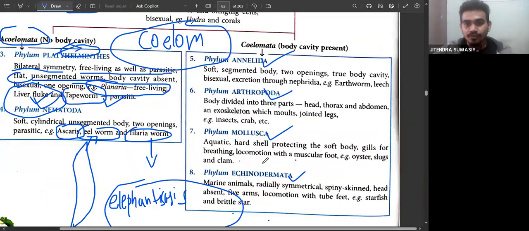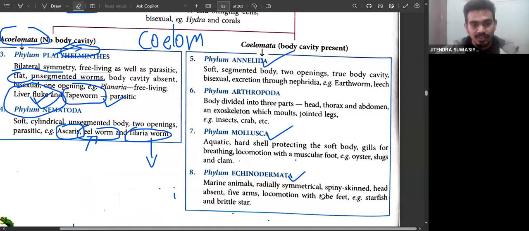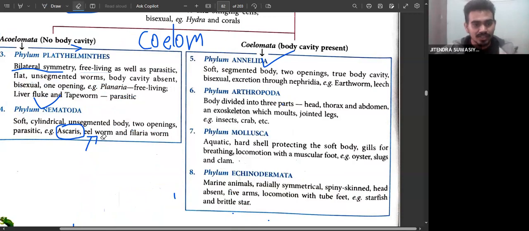So let's see the phylum Annelida. In Coelomata, there are a lot of phyla: phylum Annelida, phylum Arthropoda, phylum Mollusca, and phylum Echinodermata. In phylum Annelida, they are soft and have a segmented body. As I told you, what is segmented and unsegmented? In unsegmented, there will be no distinction between the head region, thorax region, stomach region. So they don't have distinction. But if you talk about Annelida, they have a segmented body. So how does an earthworm look like?